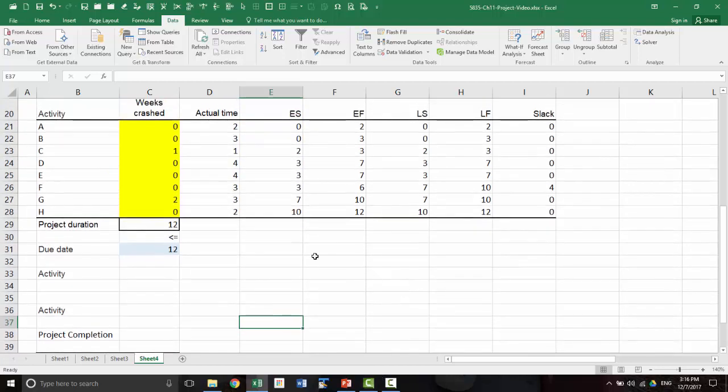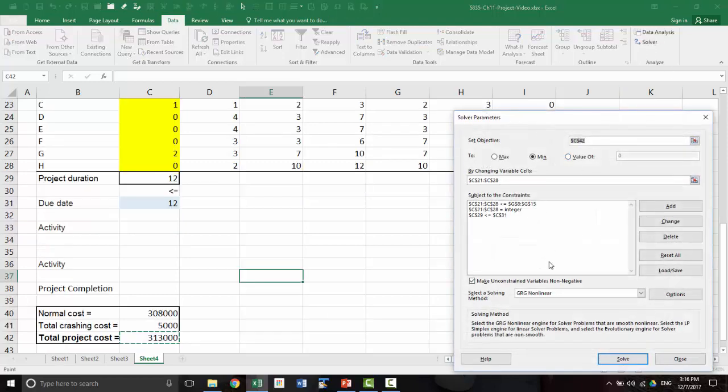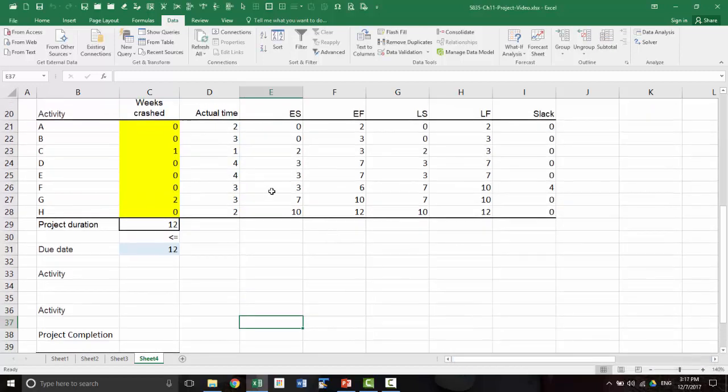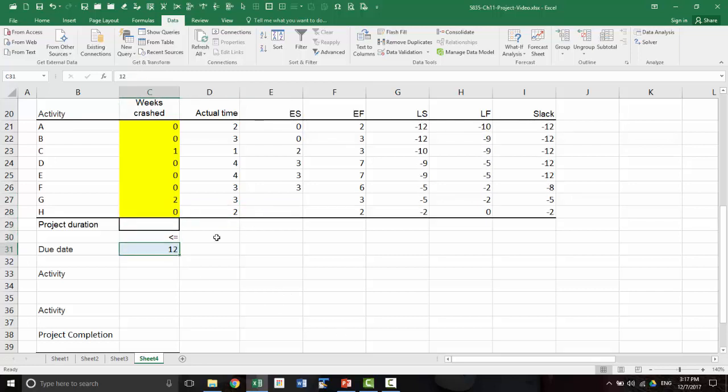Okay, now we are going to look at what changes we need to make to this model so that when we use solver, we can use simplex LP and not GRG nonlinear. And the nonlinearity is caused by three cells. That one, and that one. Okay, these are the three cells.